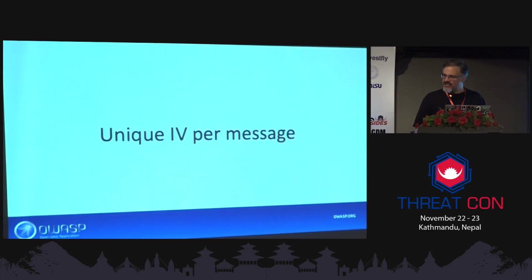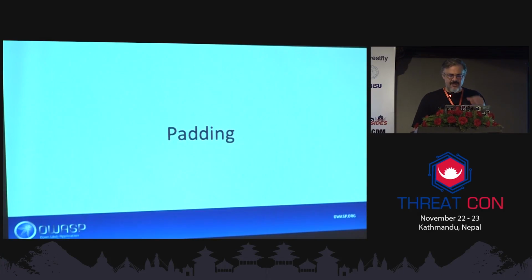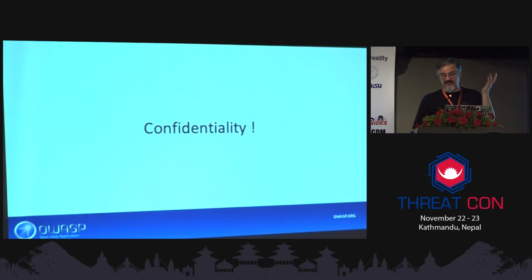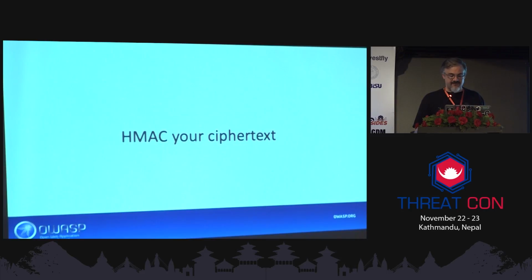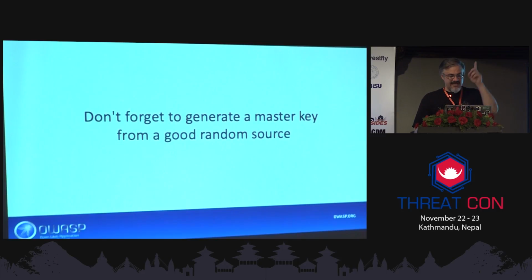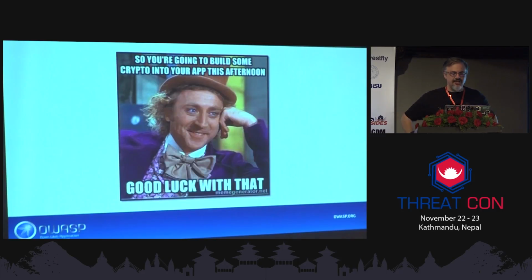You need a unique initialization vector per message. You have to get your padding correct. You have to get key storage and key management right, and you have to probably isolate this cryptographic process in a separate service. That just gives you confidentiality. You've got to HMAC your ciphertext to get integrity. You also should derive integrity and confidentiality keys from the same master key using a technique called labeling. And don't forget to generate a master key, and good luck with that.